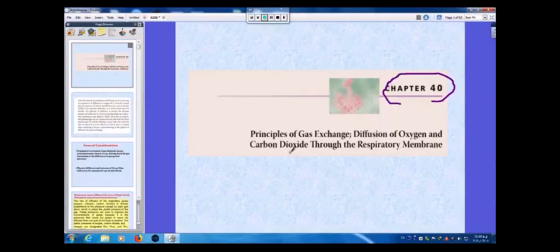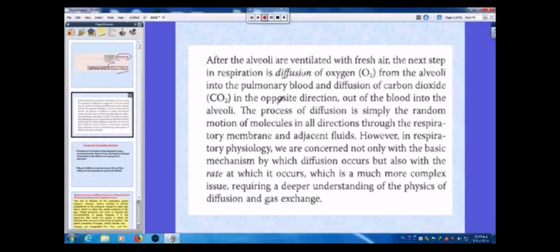Today we focus on chapter 14. The purpose of this chapter is the principles of gas exchange and diffusion of oxygen and carbon dioxide through the respiratory membrane. We mentioned before that after the alveoli are ventilated with fresh air, the next step in respiration is diffusion of oxygen from the alveoli to the pulmonary blood, and diffusion of carbon dioxide in the opposite direction, out of the blood into the alveoli.